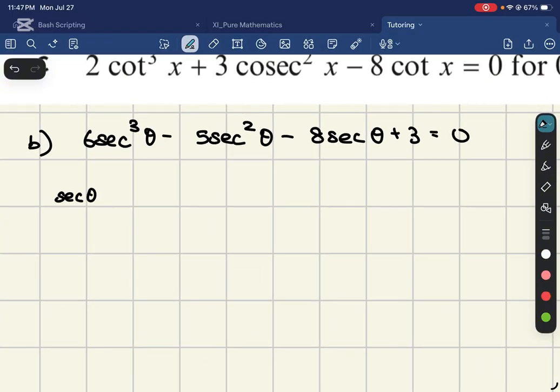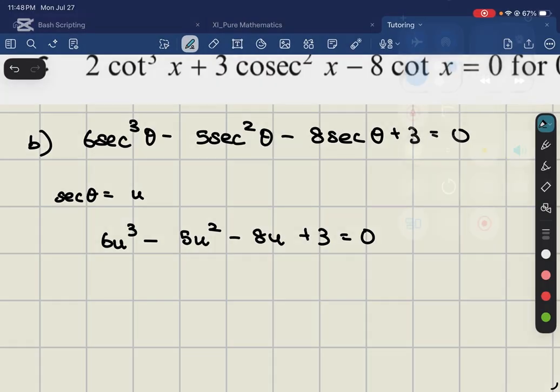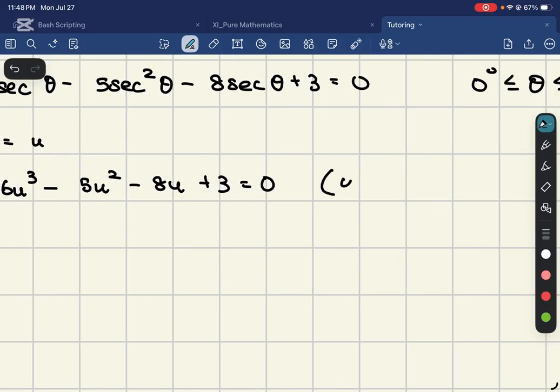So let me set secant theta is equal to u. So I have 6u cubed minus 5u squared minus 8u plus 3. Now this is not a quadratic equation, it's a trinomial, right? So this is a degree 3. I think a trinomial is the formal term. Let me just Google it up very quickly. Sorry, so it's not a trinomial, it's a cubic equation. So a degree 2 equation is quadratic, a degree 3 equation, which is this, is a cubic equation.